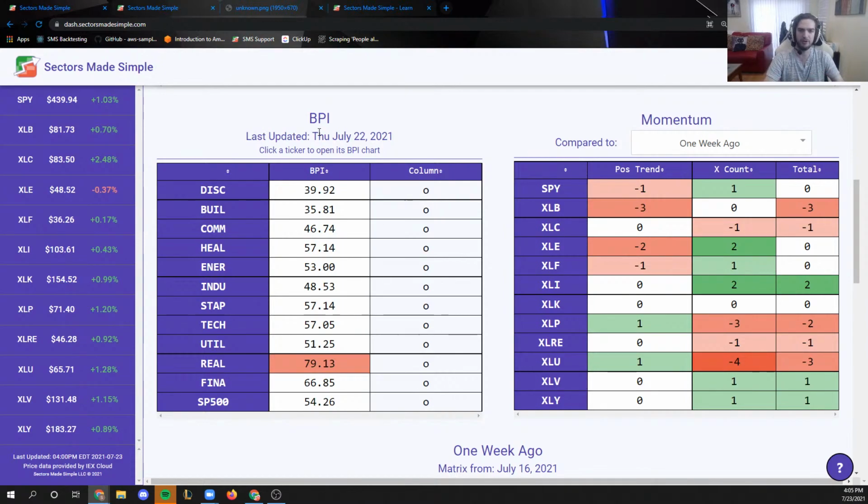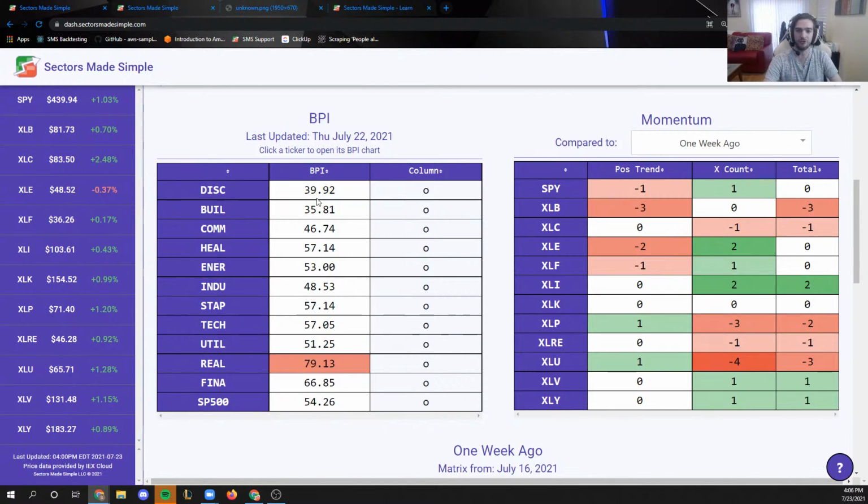BPI stands for bullish percent index. It's a way of saying, in the group of companies we're looking at, how many of those companies are on a buy signal or on a sell signal. So when we see here 39.92 for DISC, that means for the consumer discretionary sector, for the entire New York Stock Exchange, not just the S&P, the discretionary sector's BPI is at 40%. So 40% of companies in discretionary are on buy signals.